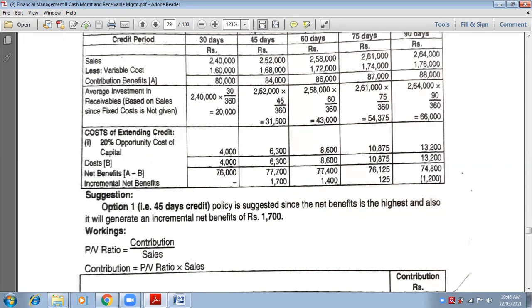Please remember, it is not a comparison of one after the other. It is a comparison of options with the present policy. So present policy benefit is 76,000 and option number 2 is 77,400. So what is the difference between the two? Is it increasing? Yes. How much is it increasing? 1,400. Yes.